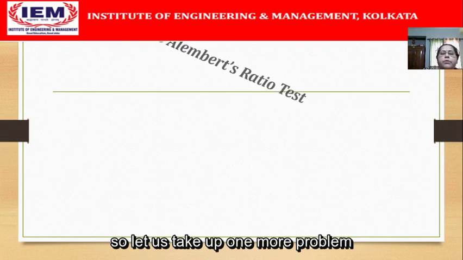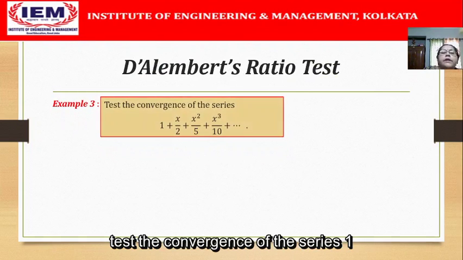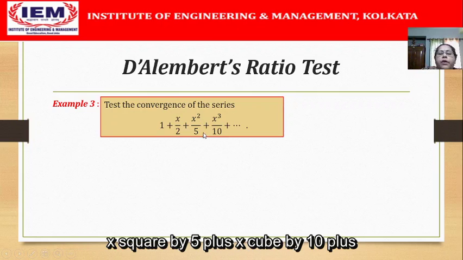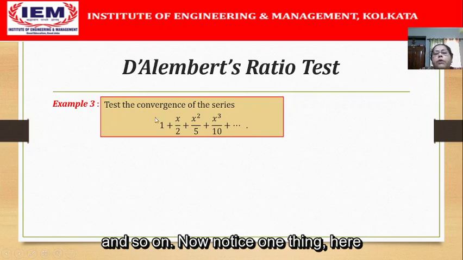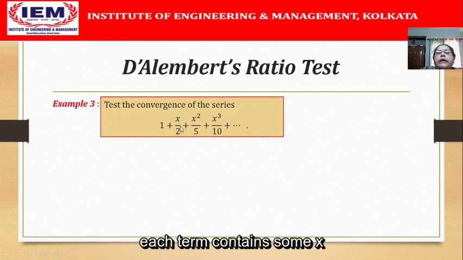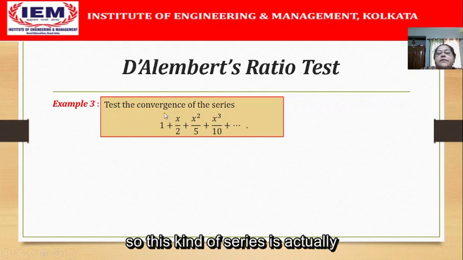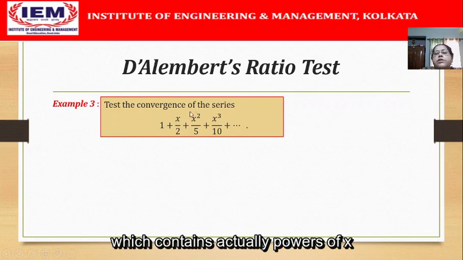So let us take up one more problem. Test the convergence of the series 1 plus x by 2 plus x squared by 5 plus x cubed by 10 plus and so on. Now notice one thing here, each term contains some x. So this kind of series is actually called a power series, which contains actually powers of x.